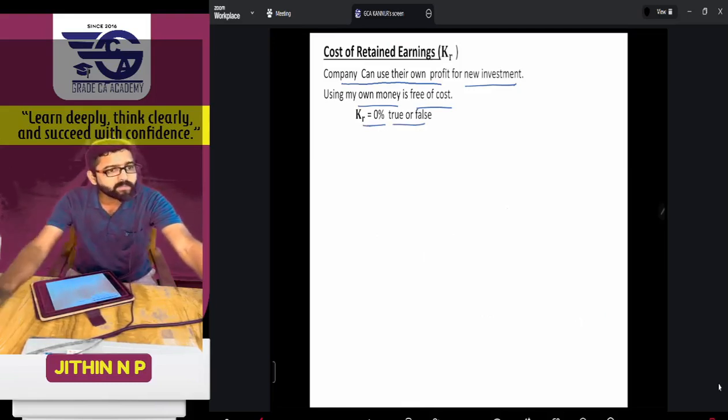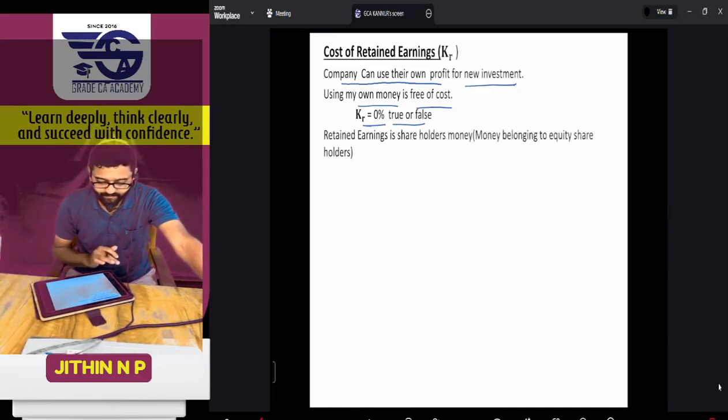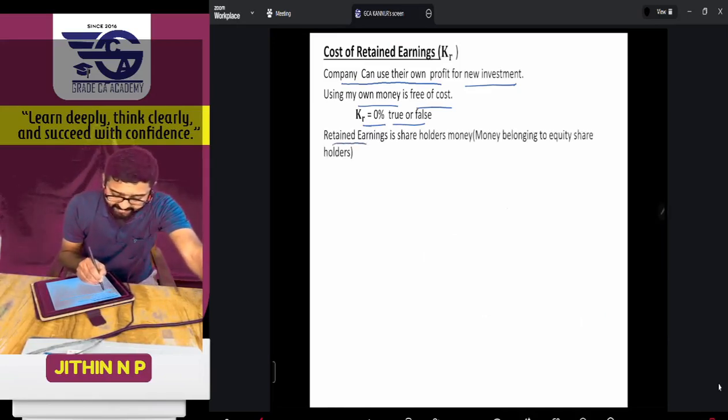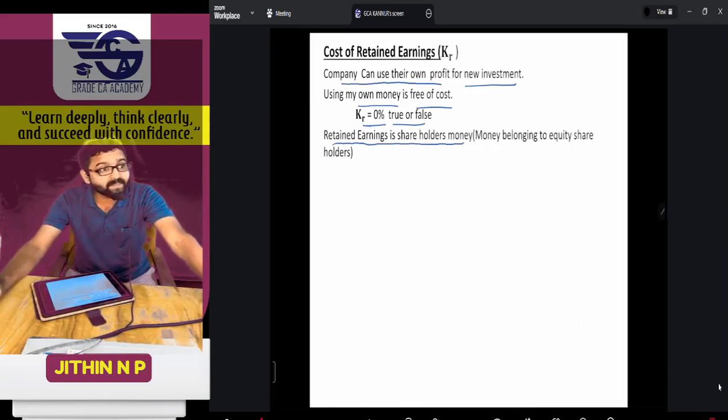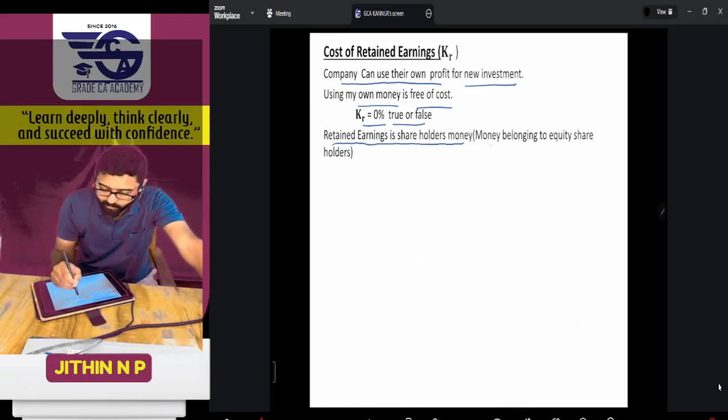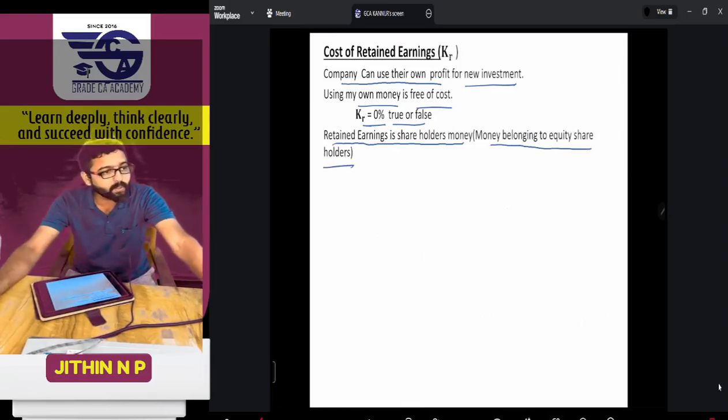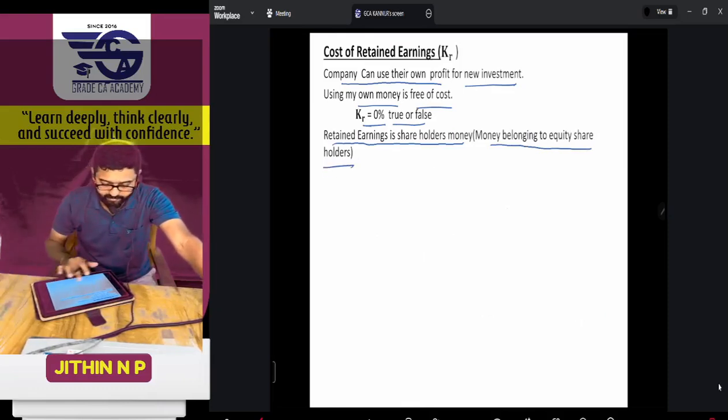True or false? KR is equal to 0%. True or false? True. Retained earnings is shareholders' money, not the company's money. Money belongs to equity shareholders.